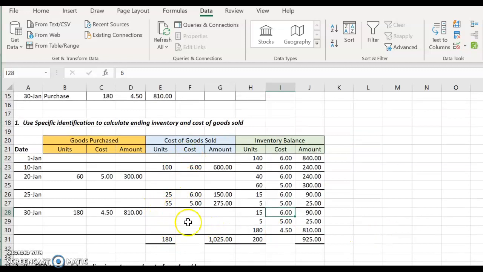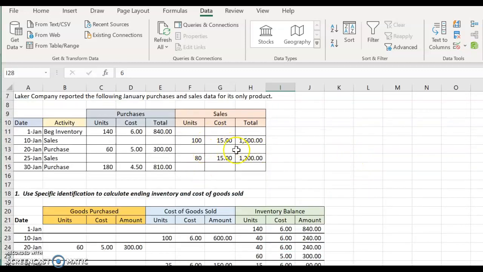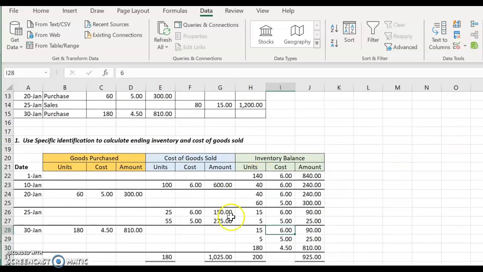Our cost of goods sold, we sold 180 units for a cost of $1,025. And that is the end of lesson 2.